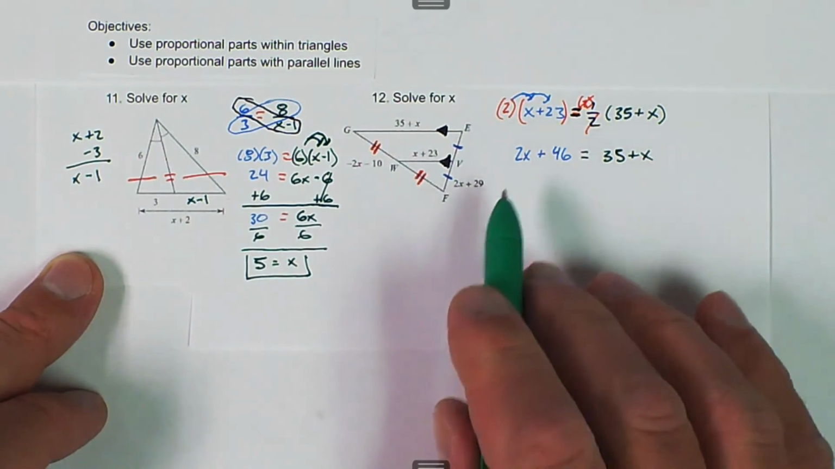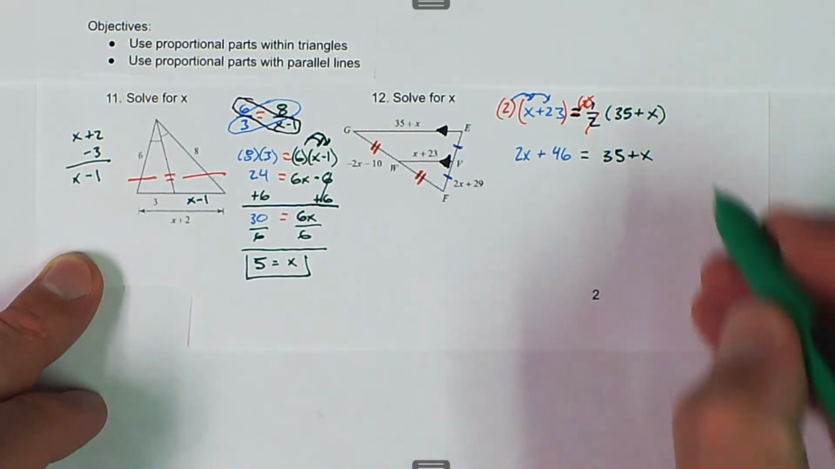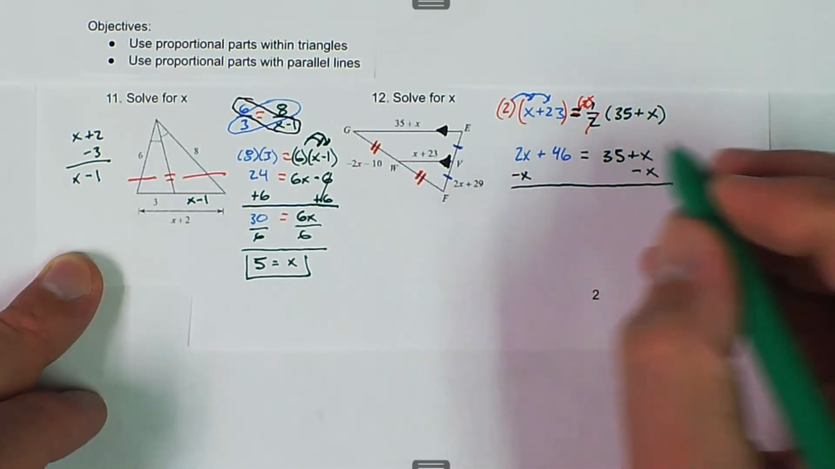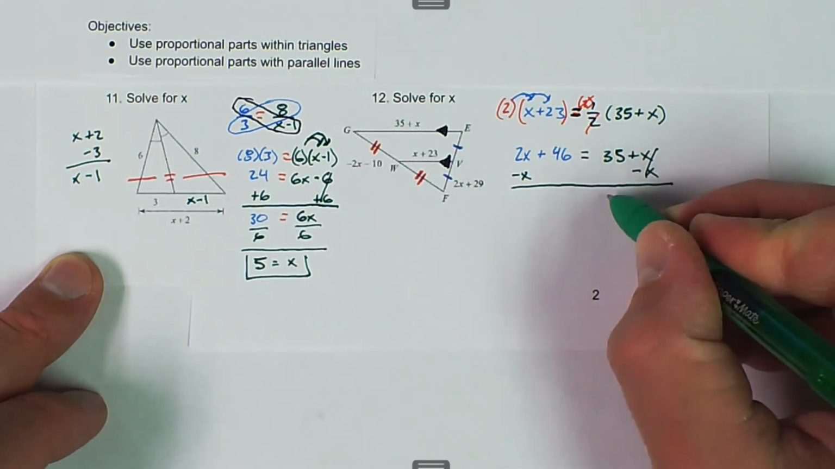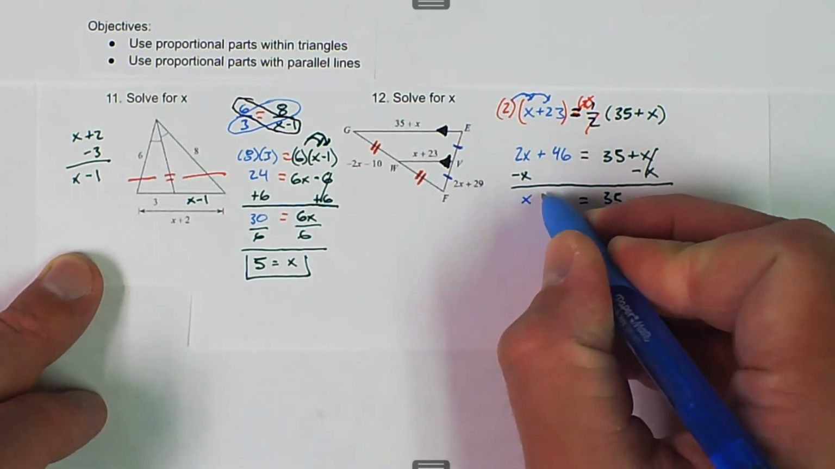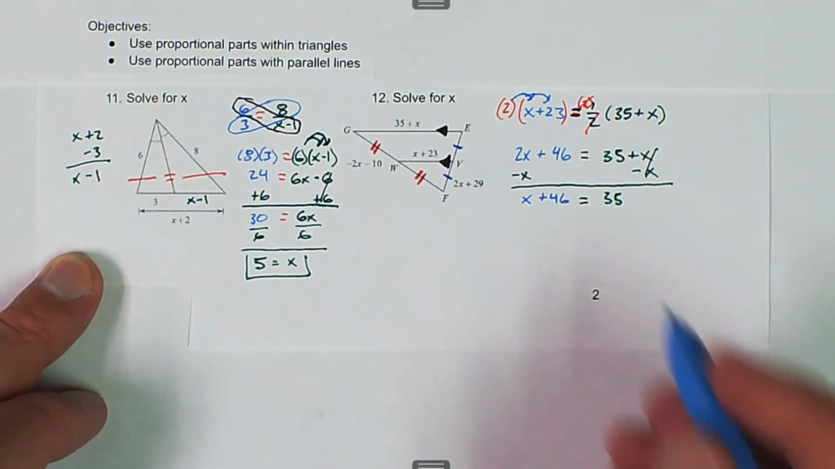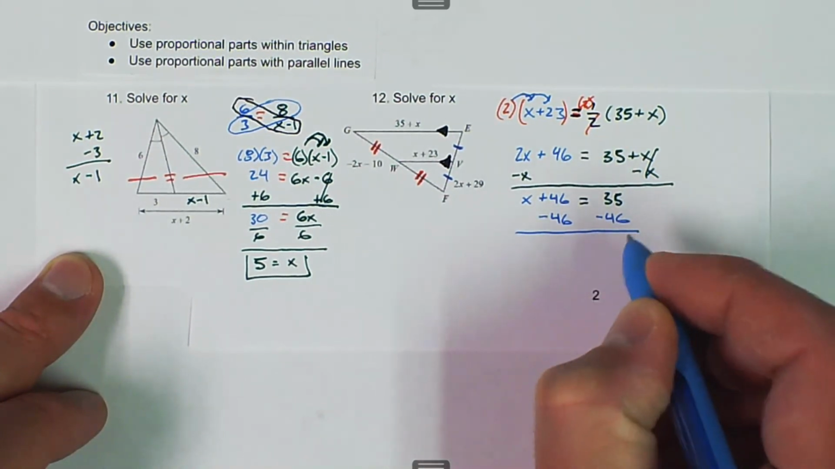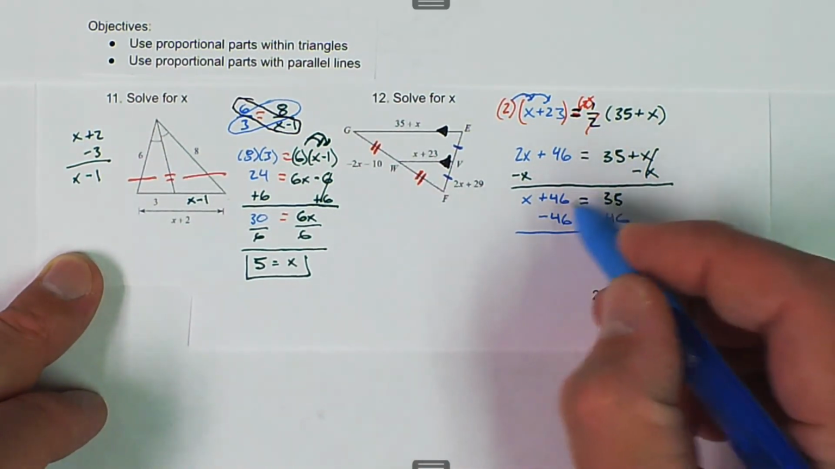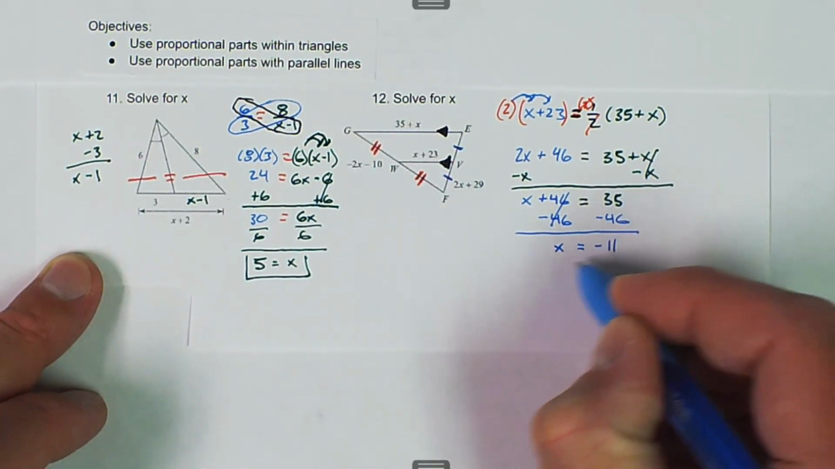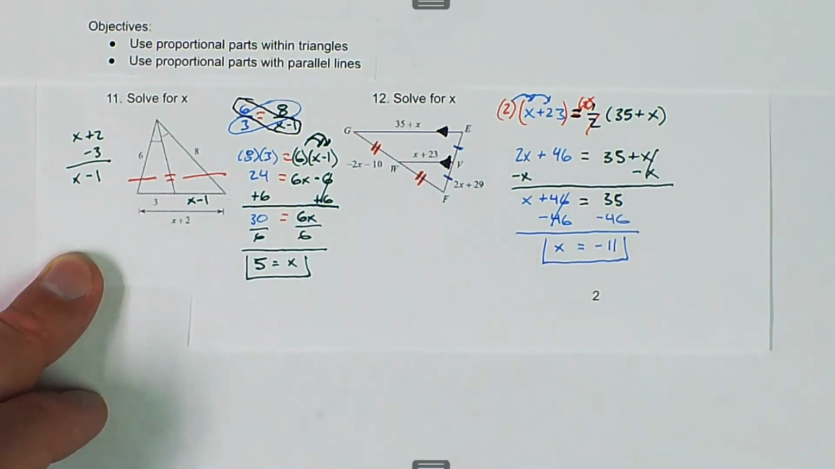Now, I'd like to have a positive coefficient, so we have a 2 here and a 1 here. So if I subtract x from both sides, that's going to leave that coefficient positive. So on the right side, we're left with 35. And on the left side, we're left with x plus 46. So we can subtract 46 from both sides of the equal sign, and our 46 cancel, and we're left with x equals negative 11. And that is our solution.